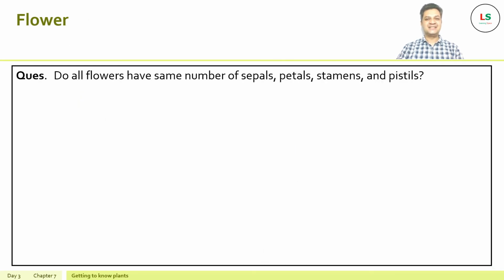Some questions for you. The first one is, do all flowers have the same number of sepals, petals, stamens and pistils? Put on your thinking caps and keep thinking.